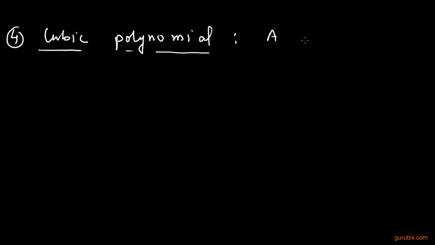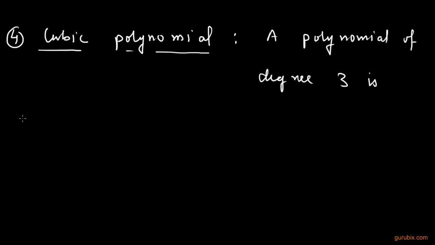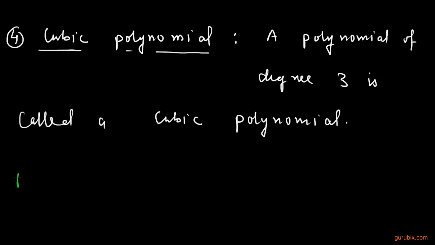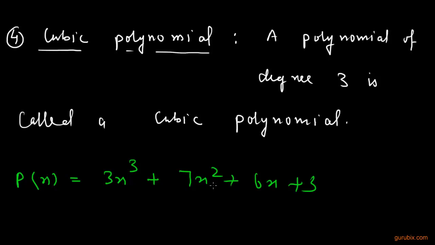Same as that, let me give you another type. This is the cubic polynomial. A polynomial of degree 3 is called a cubic polynomial. Let me give you some examples. That is p(x) equals 3x cube plus 7x square plus 6x plus 3. This is the type of cubic polynomial.